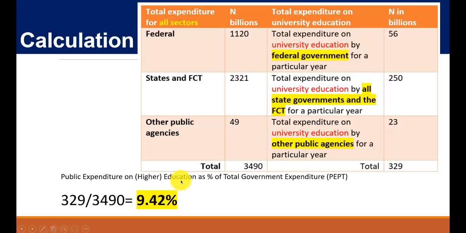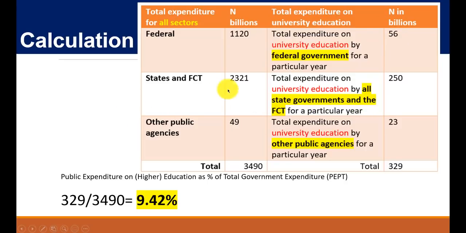It's public expenditure on higher education, in this case, university education, as a percentage of total government expenditure. So it's not federal government now. Of course, you can partition this into federal government, and all, but we're looking at total public expenditure. So let's assume that for all the sectors, these are the amounts, totaling 3490 for everything. But the total expenditure on university education by the federal government, the money they released to Ibadan, ABU, Kano, BUK, assume it is 56 billion.